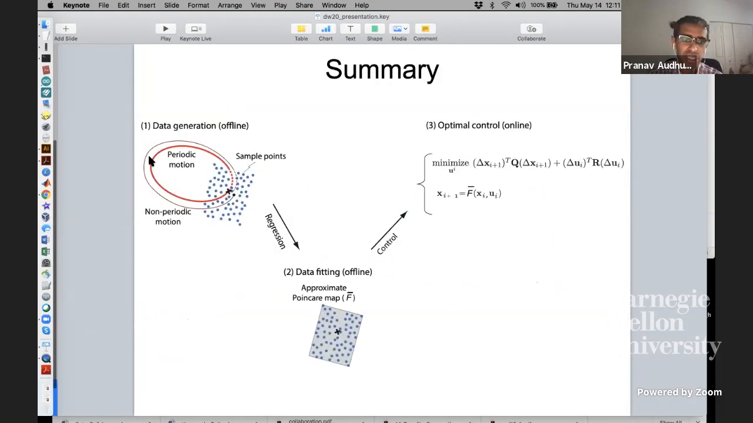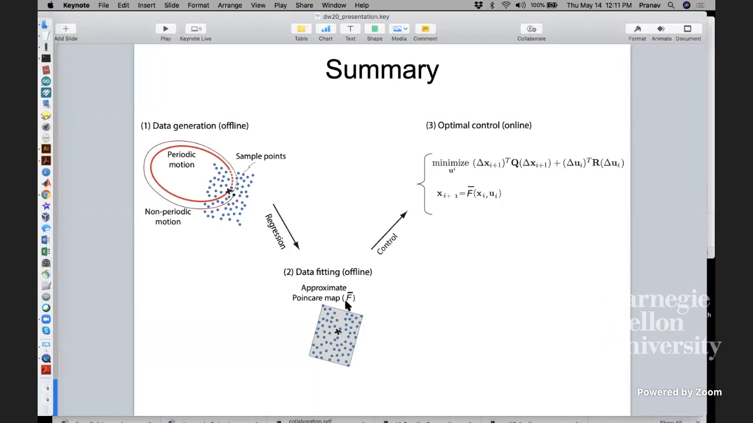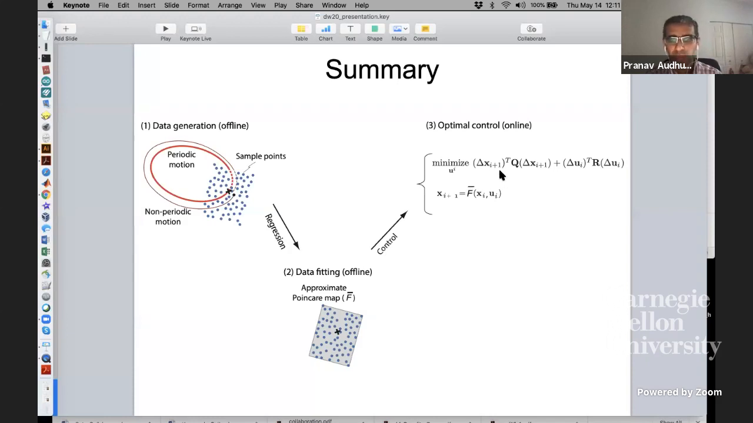So to summarize, here is the big picture. Generate the data using a simulator, fit the Poincare map with a suitable regressor, and then use that map for control using whatever method you want. Here I used optimal control using a simple quadratic cost. With that, I'll end my talk. I'll take any questions.